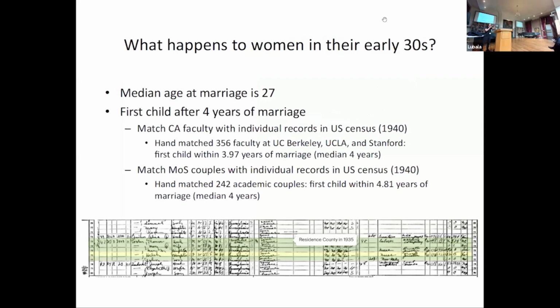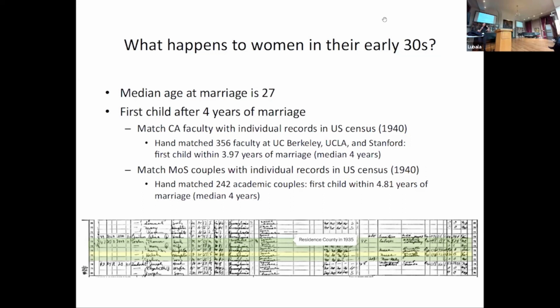But to actually know when the children are born, I have to do the extra step of matching the scientists with their individual census records. It's harder to do for women, so we have to do this by hand. And we're also always going to lose people. So we do this 2 ways. We take the entire faculty of universities in California. We hand match Berkeley, UCLA, Stanford, and UC Davis, and we match them all with the census record. And then we see how long it is before the average scientist has their first child. It's 4 years after marriage, with a median of 4 years.